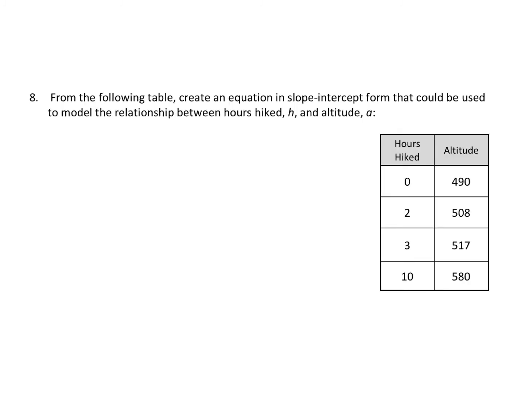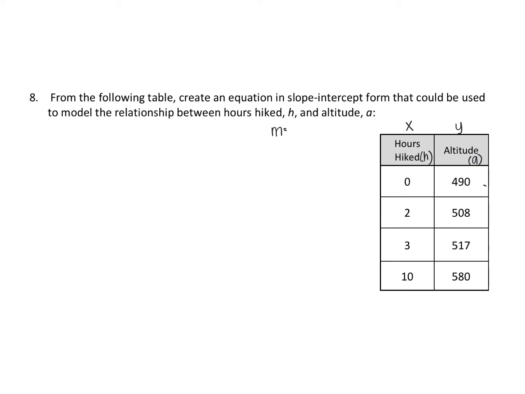For question 8, we're given a table and we're asked to create an equation in slope-intercept form to model the relationship. Here we're told that hours hiked is h and altitude is a, and we don't see the x and y, but we know that the left column in vertical tables is always x and the right column is always y because we read left to right. So now we're able to find our change in y over change in x to figure out our slope.